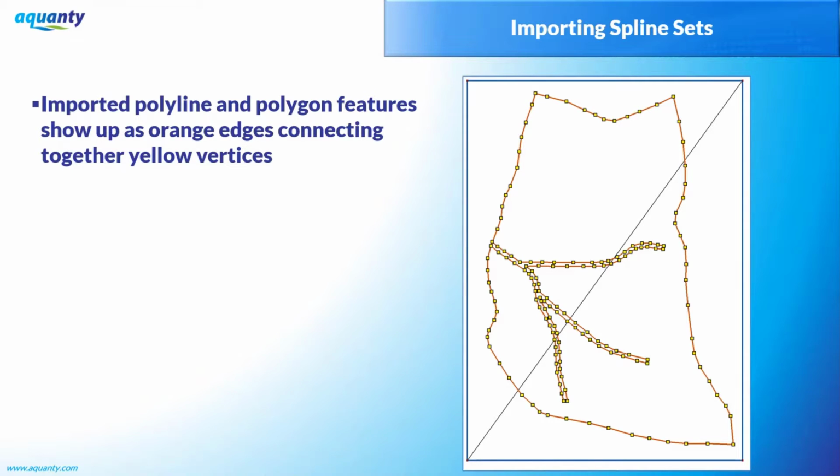So you can see here that we have imported some spline sets into our viewer. In this particular case, the 2 spline sets were imported, one being the model boundary and the other being some roads. The vertices of our input data sets show up as these yellow squares. So those would have been the vertices that were part of the actual input shapefile, and then the segments connecting them, our edges, show up as orange edges.